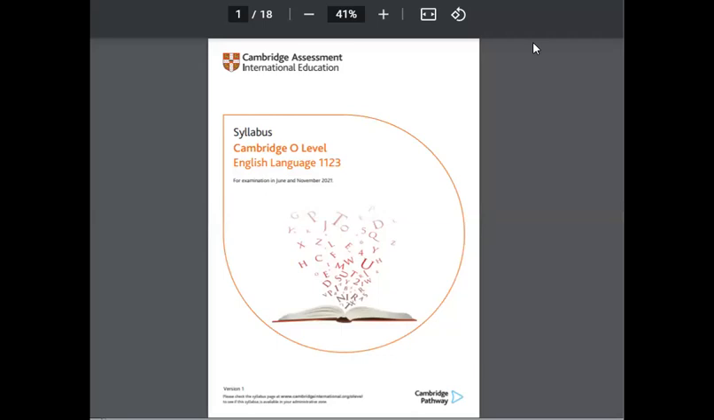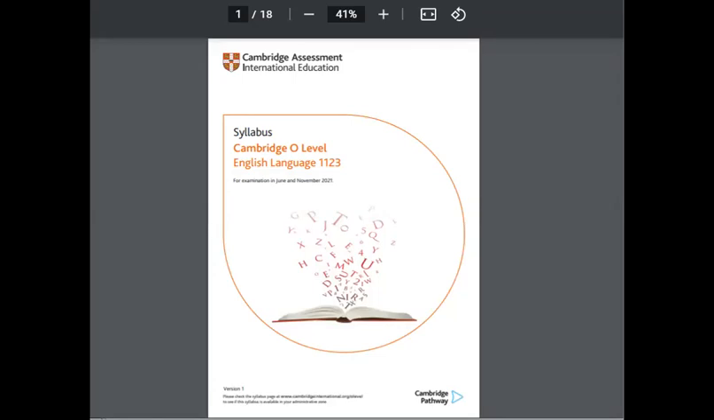In today's lesson, I will be introducing the syllabus for Cambridge O-Levels English language. The code for our English language CIE examination paper is 1123. This syllabus was last amended in the year 2018 and is applicable for the years to come unless there's an amendment in this particular syllabus.